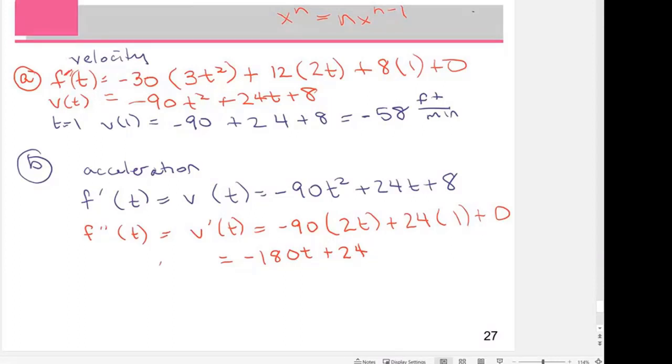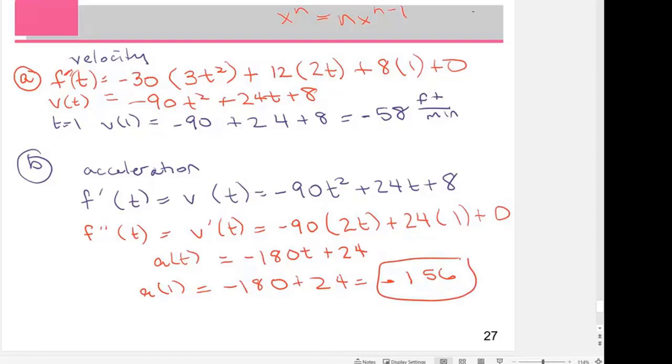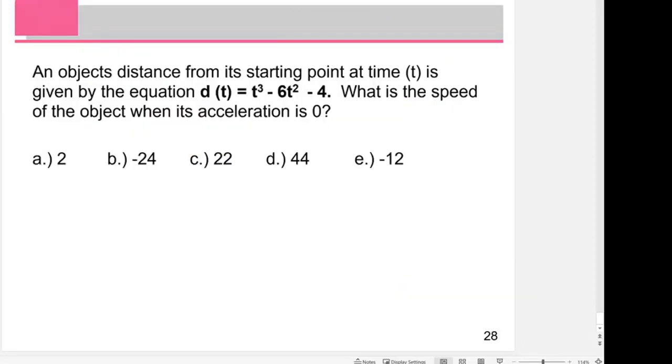And I want to know what the acceleration is at t equals 1. This is equal to the acceleration. And if I want to know what the acceleration is at t equals 1, it's minus 180 plus 24, which is equal to negative 156. And if we use the units that we were using before, it would be feet per minute squared. Well, I know what's happening is this is definitely slowing down at 1 minute. This is our last slide.